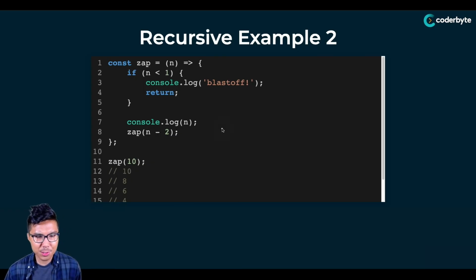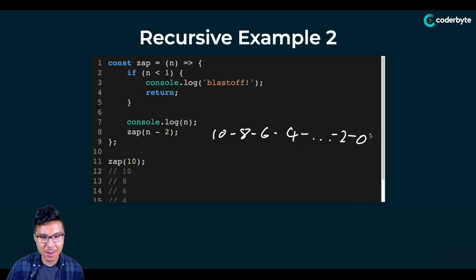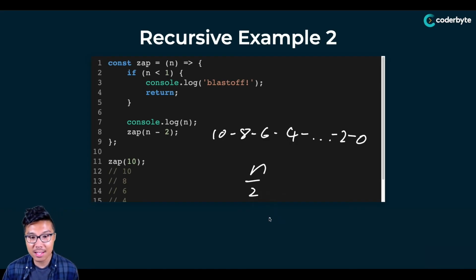In this function, I'm decrementing by 2 upon every recursive call. So if we call 10 at the top level, 10 calls 8, 8 calls 6, 6 calls 4, and this pattern continues all the way down to 2 and then 0. If you look at the pattern, I basically have half the number of function calls compared to the last example. So if n is my input number, I'm going to have n over 2 function calls. If that's the time complexity, I can simplify it to just O of n.